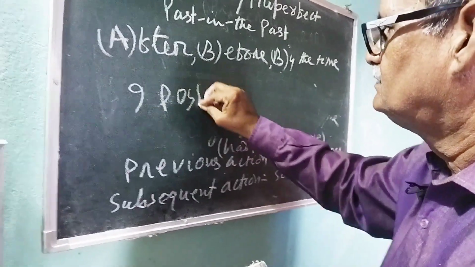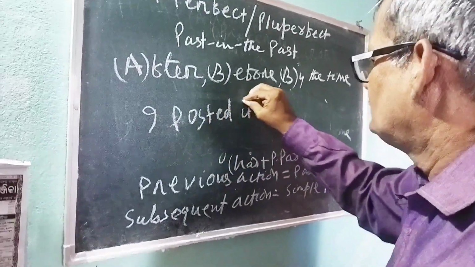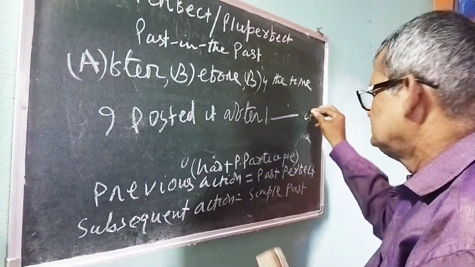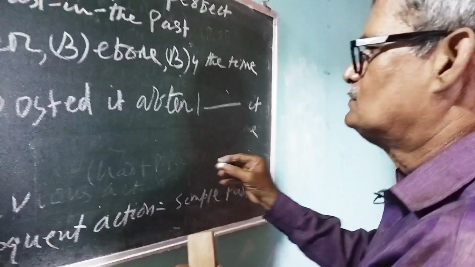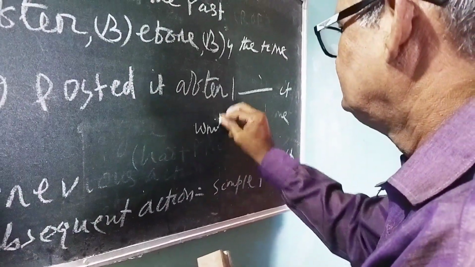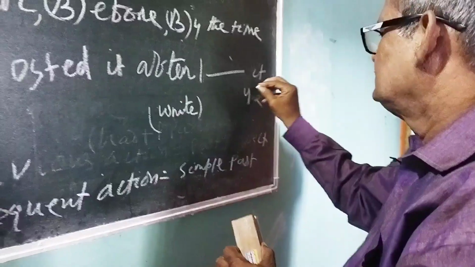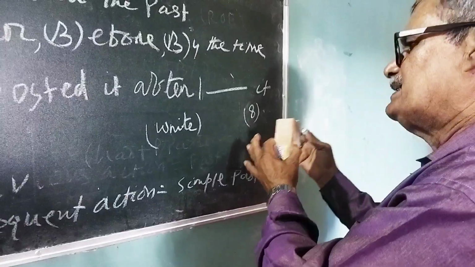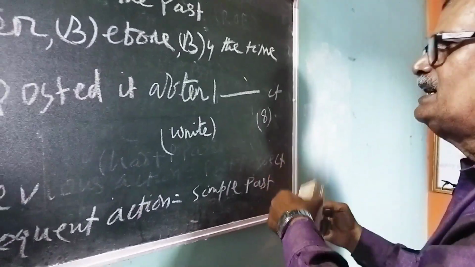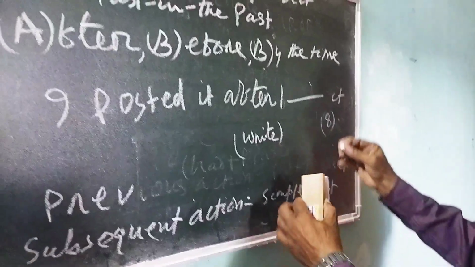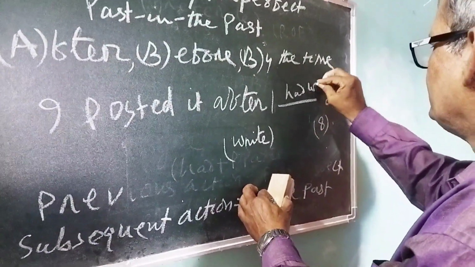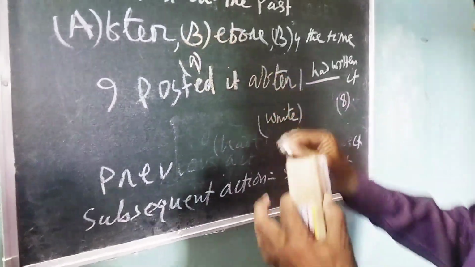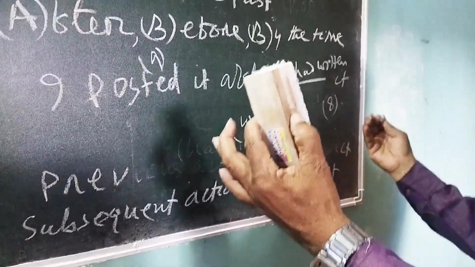I posted it after I dash it. I wrote the letter, suppose within bracket, simple write is there. I wrote a letter at 8 a.m. in the morning. So the writing part is completed. Then I have to go to the post office to post it. So I had written, then I posted it at 9 o'clock. First I wrote, then I posted.